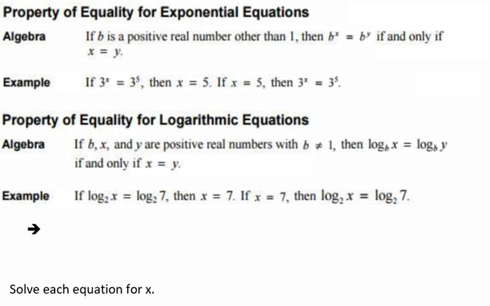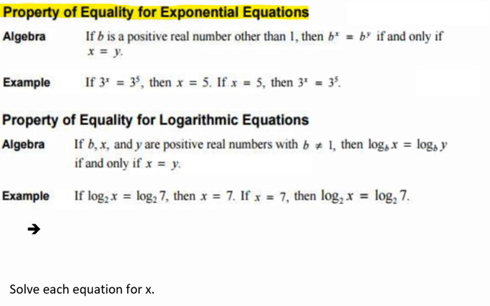In this video, we're going to talk about the property of equality for exponential equations and for logarithmic equations. Then we're going to do a few examples of solving equations for x. So the property of equality for exponential equations is that if b is a positive real number other than 1, and you have b to the x equals b to the y, that's going to occur if and only if x actually equals y.